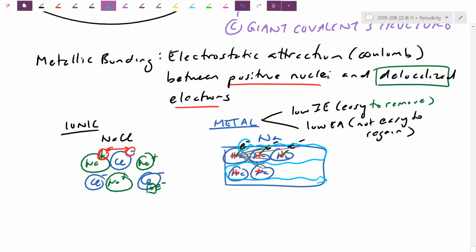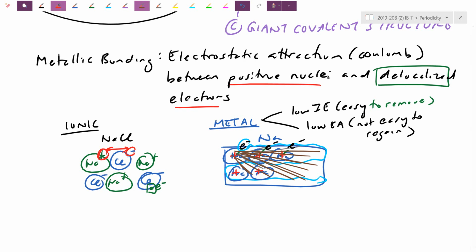I'm going to end up going through the bulk material. That's actually what makes metals conductive. Whenever I have charges that can move around, it's conductive. In this case, that's what I call delocalized electrons. It is still going to be the attraction between the positive centers and the delocalized electrons, the electrons that just happen to be swimming around it.